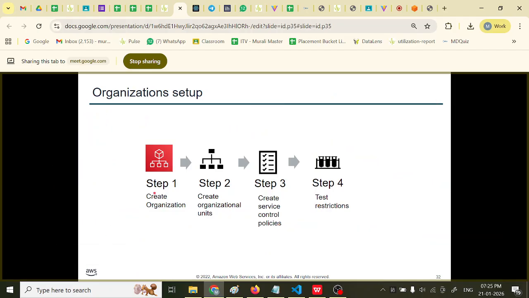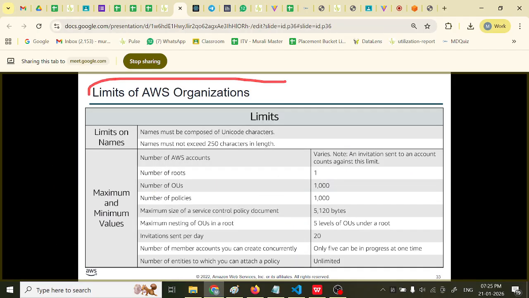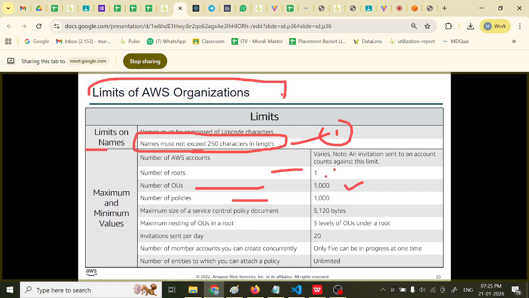That's called organizational setup. Now here are the limits for AWS Organizations. As I told you, the names of your organizational unit and account should not exceed 250 characters. Second, each root account user can have up to 1000 organizational units, and a single root user account can have up to 1000 policies. Each of these policy documents should be up to 5120 bytes, that is 5 KB, in JSON format. The document should be in JSON format.